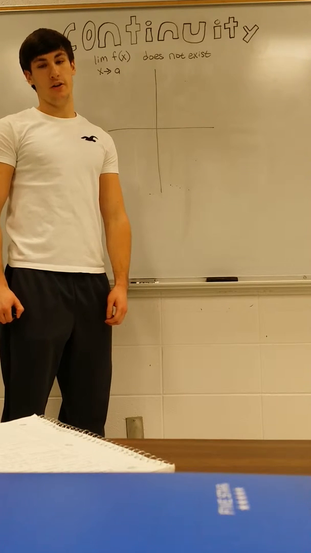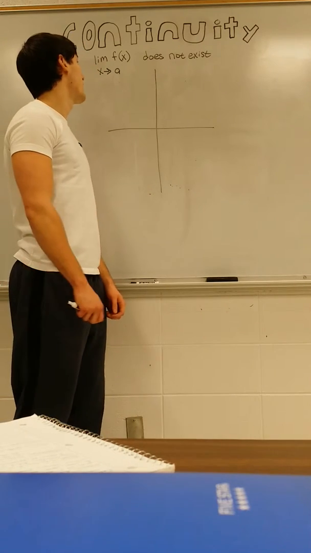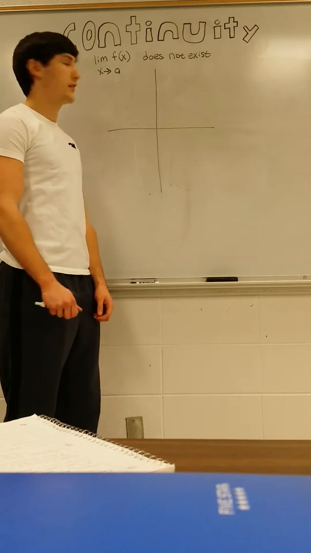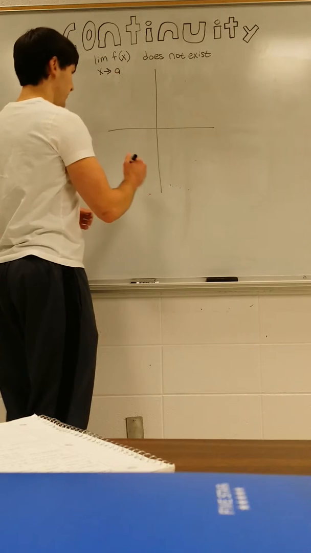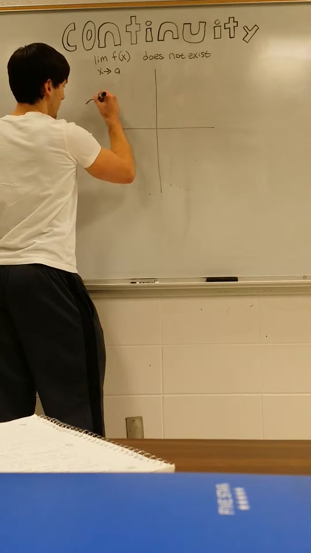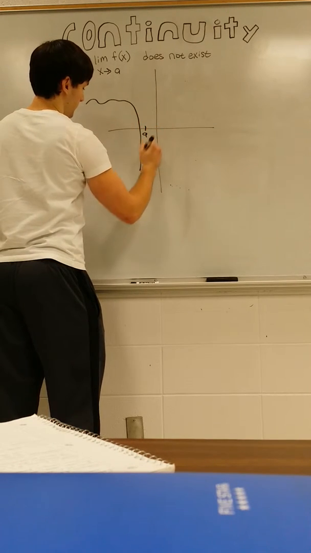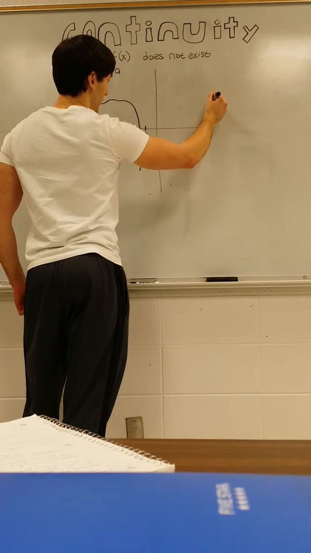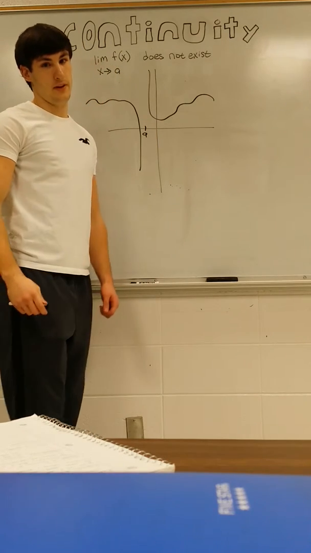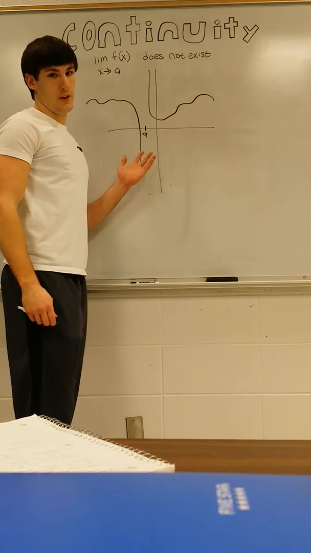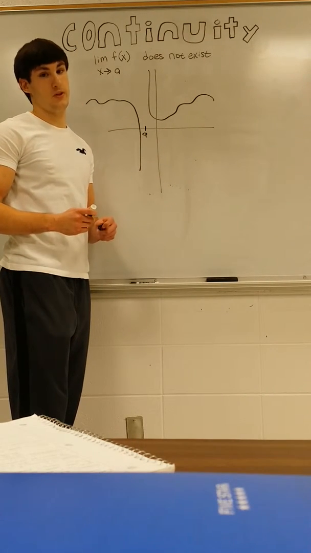The next thing on our continuity checklist is we have to make sure that the limit of f of x as x approaches a exists. So, per se, we have a function. It's doing its thing, and then it goes down at a. On this side, it's coming, it's doing its thing, and then there's a vertical asymptote right there. Since there's a vertical asymptote at a, the limit does not exist, meaning the function is discontinuous.